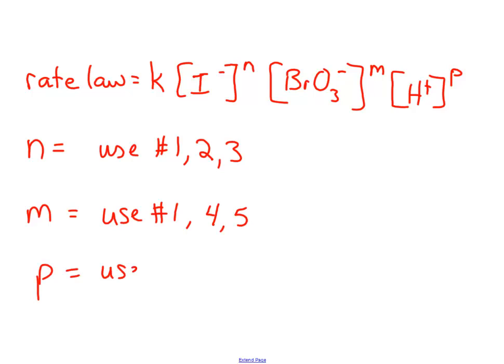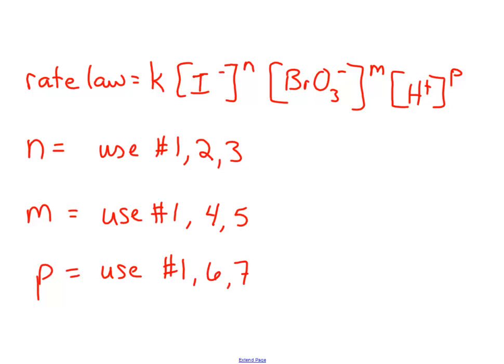For P, we're looking for the order for hydrogen ion. Again, we're going to use number 1. It comes back to number 1 for each one. The other 2 that we're going to use. Sort of process of elimination. What's left? Hopefully you figured out you're going to use number 6 and 7.